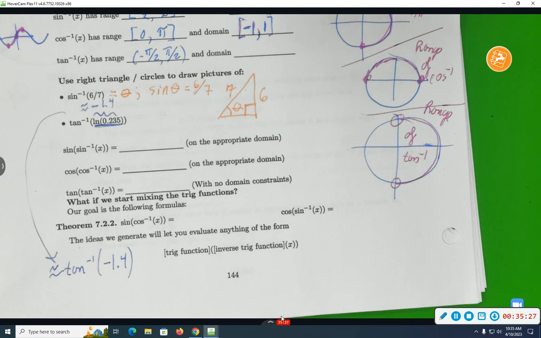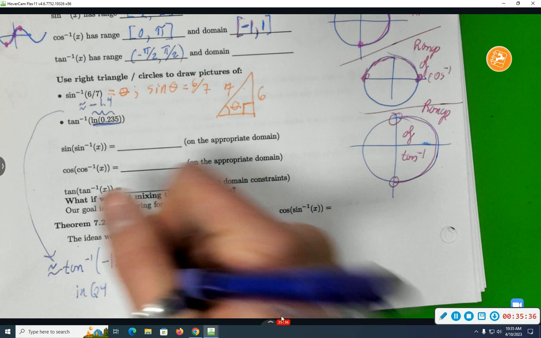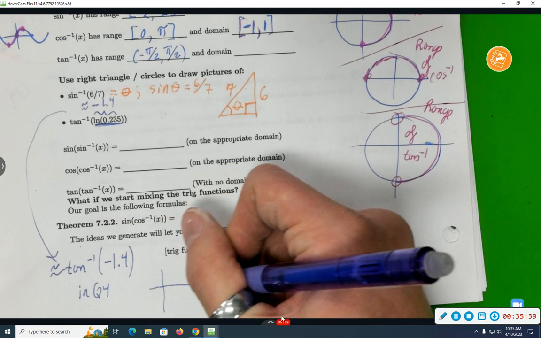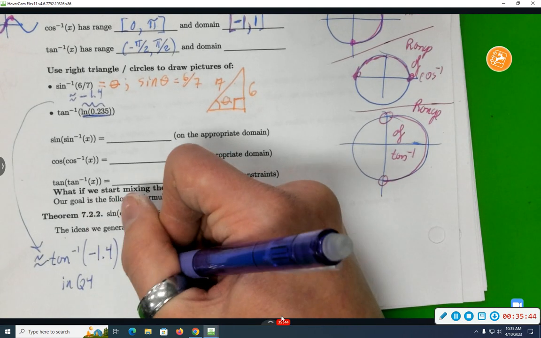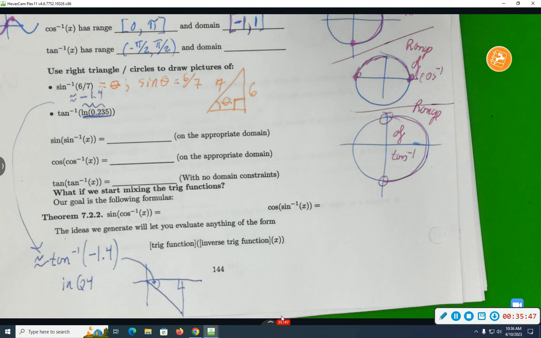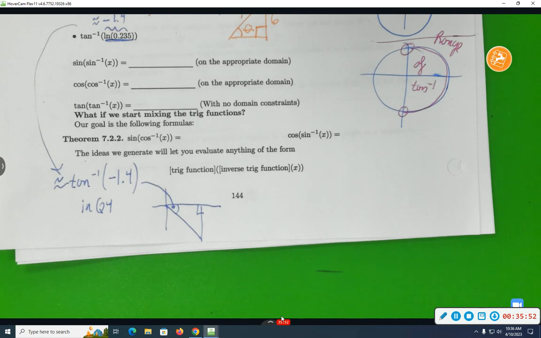Where is tangent negative? Quadrant 4. So this angle is in quadrant 4 and has tangent equal to negative 1.4. Let's draw a picture of it. So now you know the tangent of this angle is negative 1.4. According to SOHCAHTOA, what sides of this triangle might you be able to label? Opposite and adjacent. How would you like them labeled?